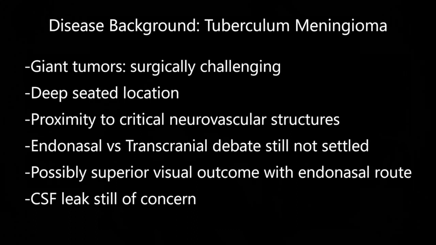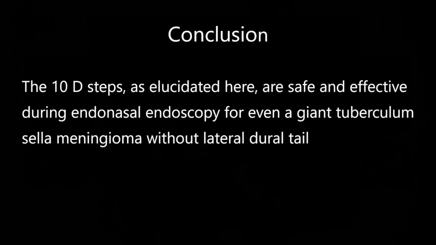Giant tuberculum sellae meningioma is surgically challenging because of its deep-seated location and proximity to critical neurovascular structures. The endonasal versus transcranial debate is still not settled. The visual outcome is possibly superior with the endonasal route, but CSF leak is still of concern. The 10 D steps as elucidated here are safe and effective during endonasal endoscopy for even a giant tuberculum sellae meningioma without lateral dural tail.